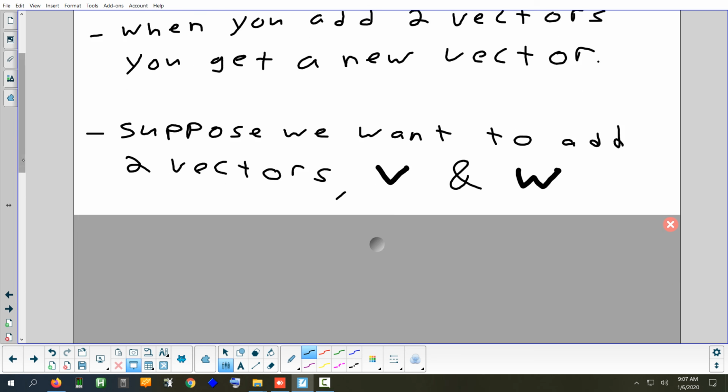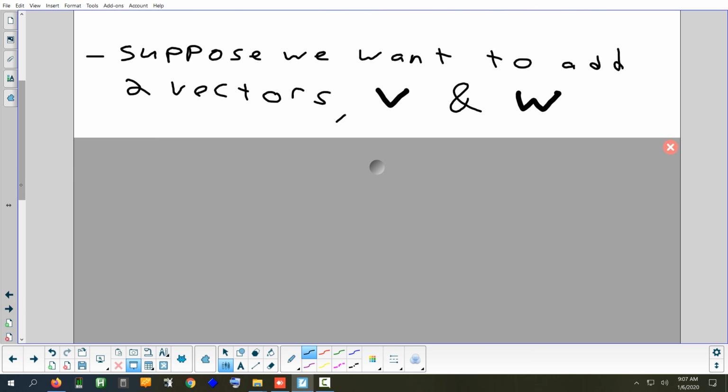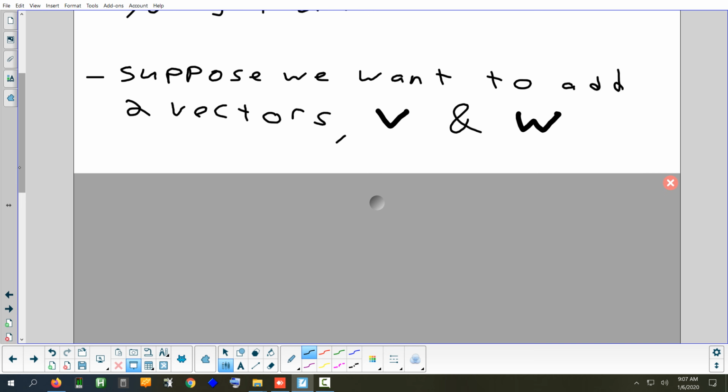So let's say that we want to add 2 vectors. I'm going to call them vector v and w. The way I'm going to show you how to do it is going to be visual. I'm going to show you the example first, just doing it, and then I'll go back and write all the steps. The idea is, let's say you had that vector in black, and then that vector in red, and you wanted to combine those two vectors together.